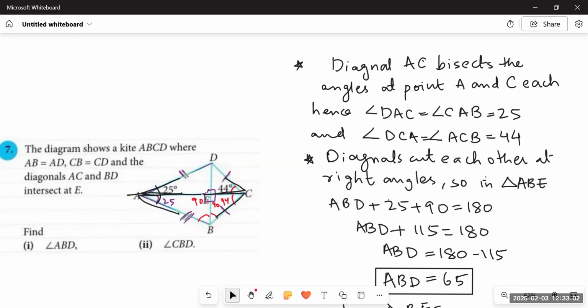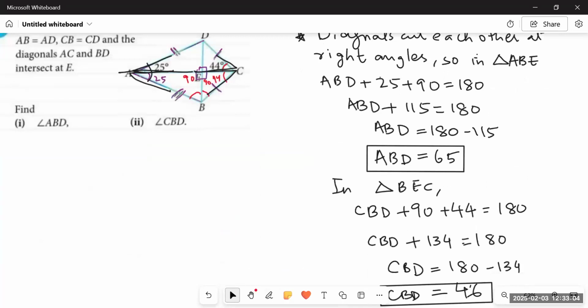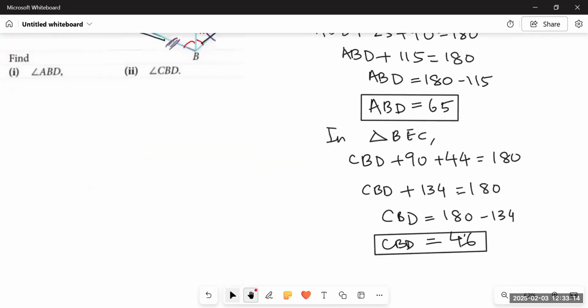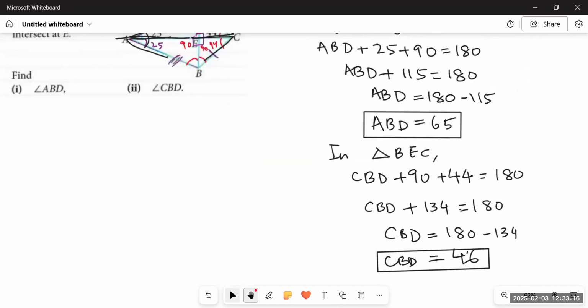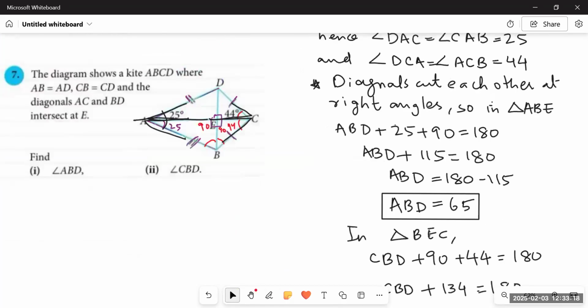And we have to do the same for triangle BEC. In BEC, again, we know two of the angles, 90 and 44. We'll add them up, subtract from 180, and we will get the answer as 46 degrees. This is how we have to solve this particular question.